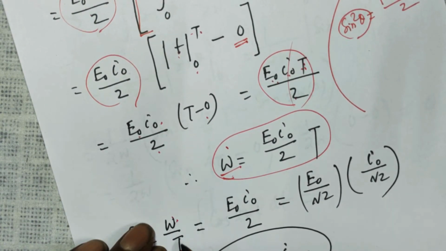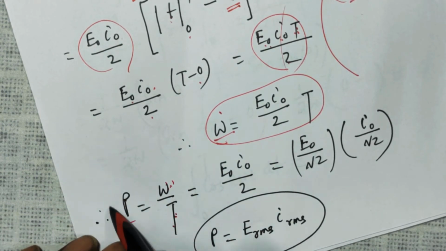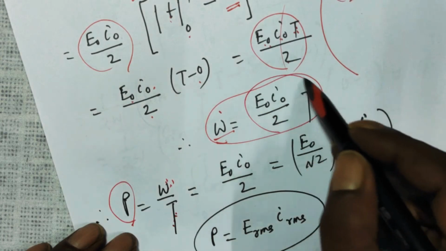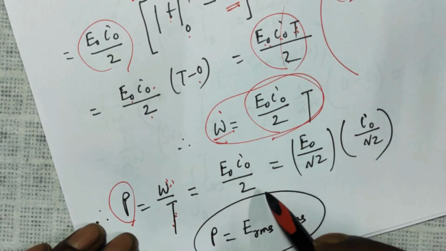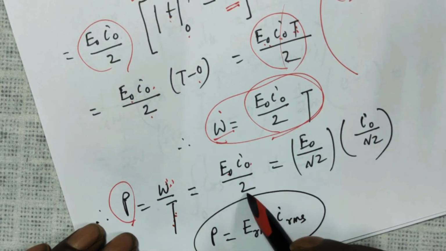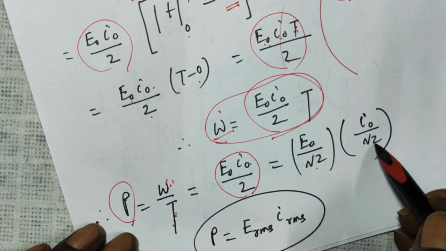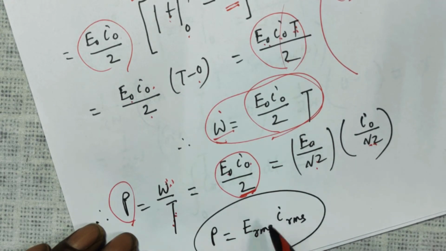So, W by t, work done by time, is the same thing as power. So, I write it as P. So, P is equal to W by t, meaning this divided by t. So, t cancels, so we are left with E naught I naught over 2. So, this can be written as E naught over root 2 multiplied by I naught over root 2, because root 2 into root 2 is equal to 2.